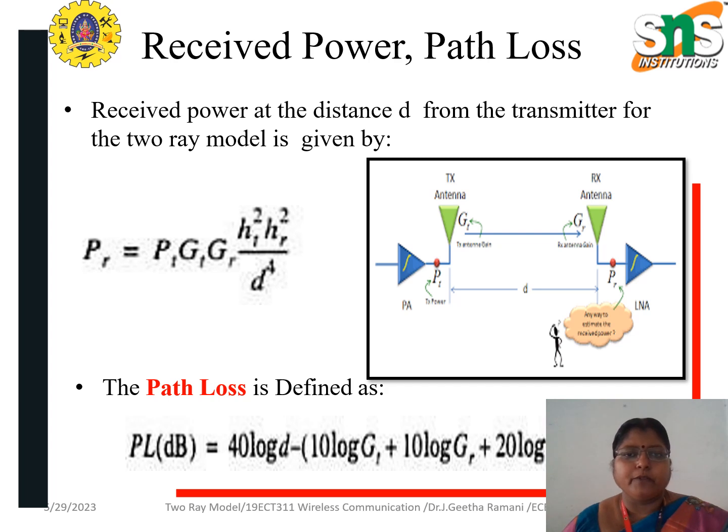By all these assumptions, finally we write the received power at a distance D from the transmitter as PR, that is received power, equals PT, transmitter power, times GT, transmitter antenna gain, times GR, receiving antenna gain, times HT squared times HR squared by D power 4, where HT and HR are the heights of your transmitter and receiver from the ground plane, and D is the separation distance. And path loss is calculated using this formula.